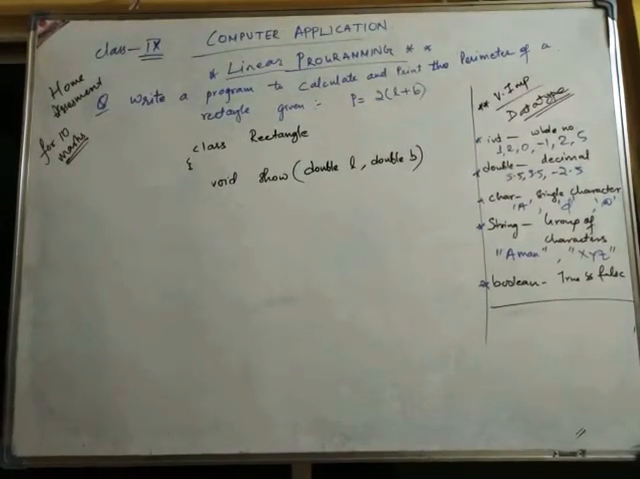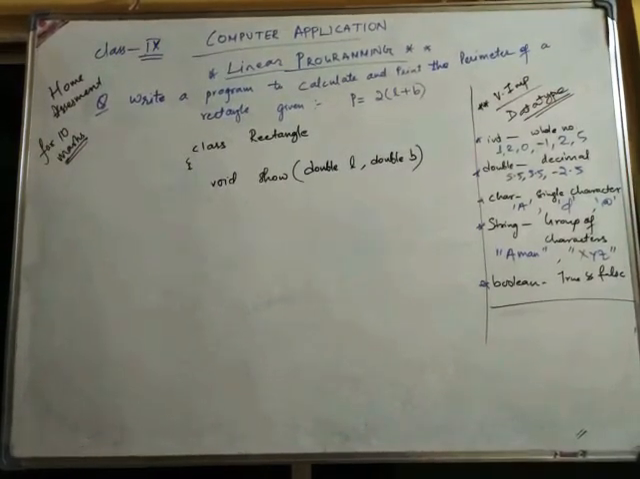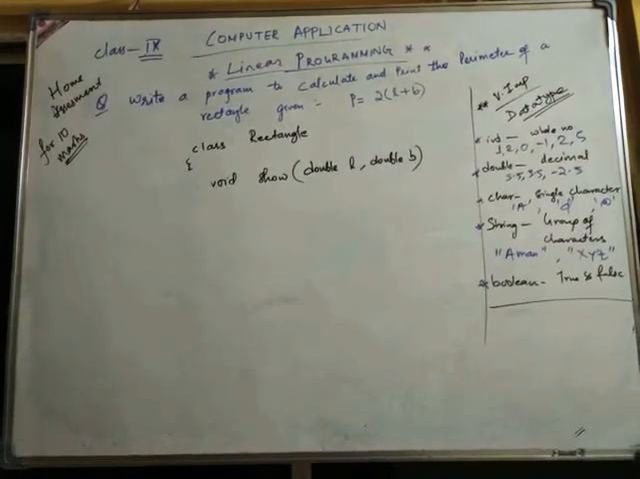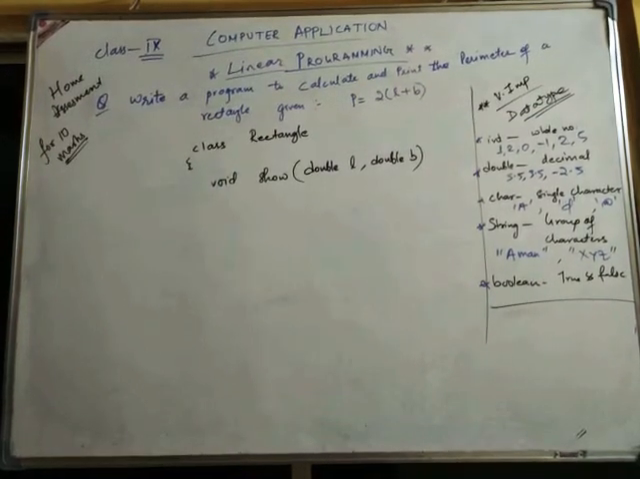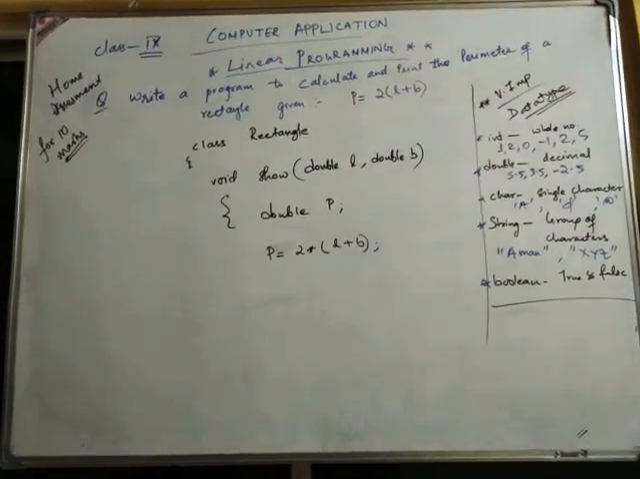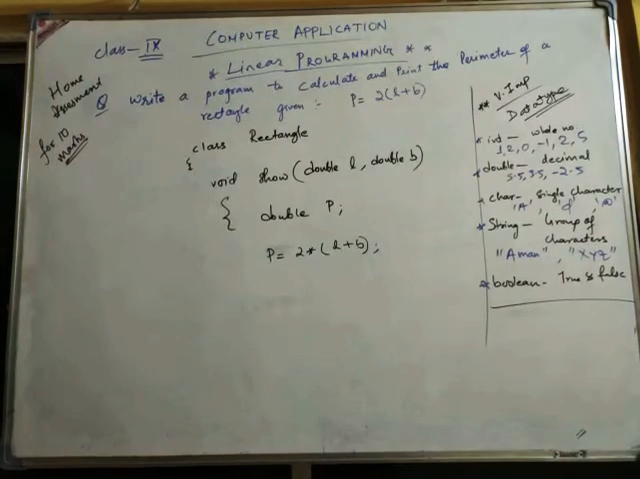If I want to calculate perimeter, I have to know the length and breadth. After taking the inputs, double L and double B, for calculating the perimeter, we need to calculate and show it. After calculating the perimeter I need to print it. So how do we write that? Input taken, then we are calculating the perimeter.